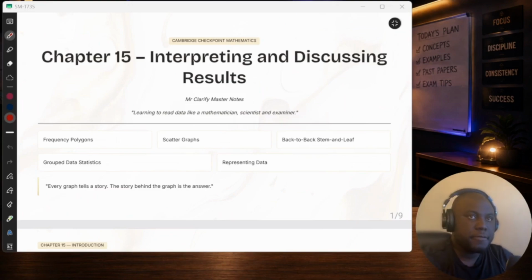All right, Form 2s, checkpoint students, we are now doing chapter 15 for our maths. We know that we only have 15 chapters to cover for stage 9. So here's the last chapter for stage 9. And we want to quickly master the things that you have to know for this chapter. And we move on, okay? So let's go for it.